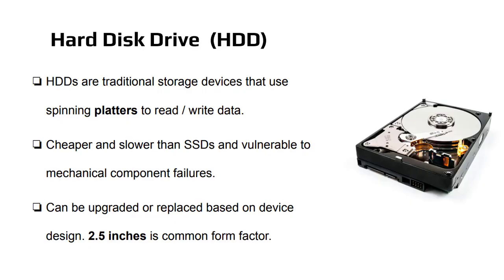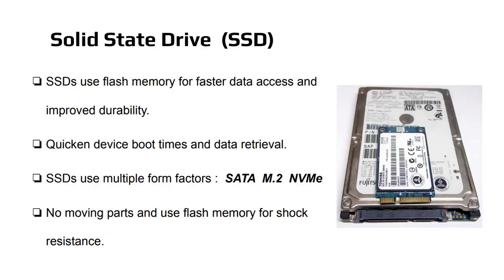Your hard disk drives are upgradable and easily replaceable, and the most common form factors are 2.5 inch and 3.5 inch. Another storage component type is solid state drives, or SSDs. SSDs are different from hard disk drives because they have no moving parts. This allows our solid state drives to be very quiet, having faster data access through a technology called flash memory.